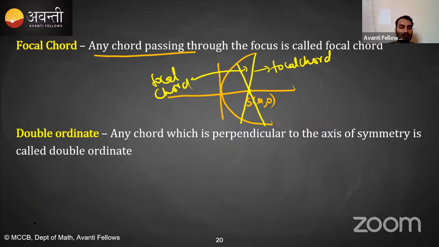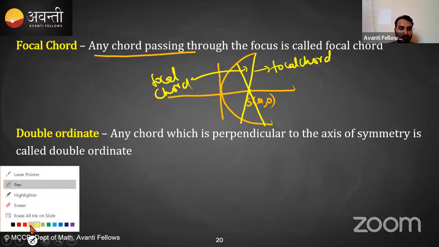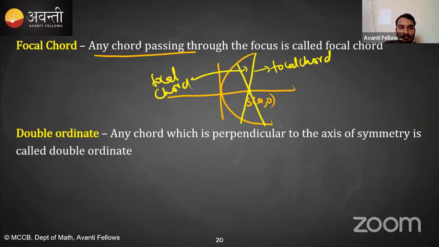What is double ordinate? Yes, this is very important. Double ordinate क्या होता है? Passing through focus. Yeah. No, Subham. Double ordinate ये नहीं होता. Okay. चलो. Double ordinate क्या होता है? Any chord which is perpendicular to the axis of symmetry. Okay, any chord which is perpendicular to the axis of symmetry is known as double ordinate.